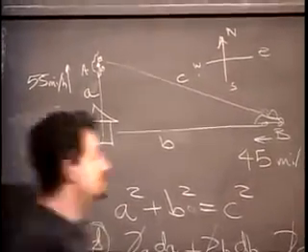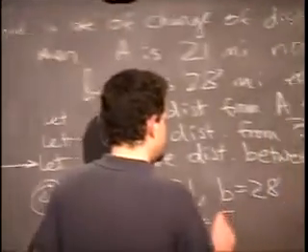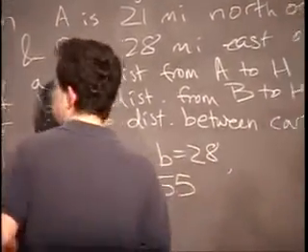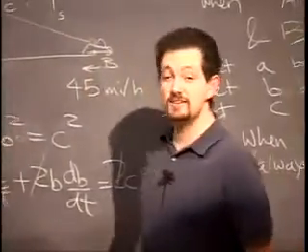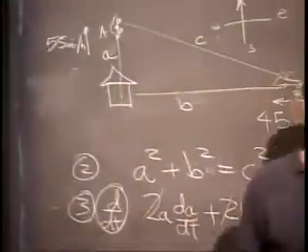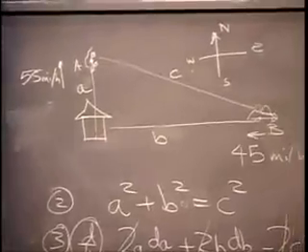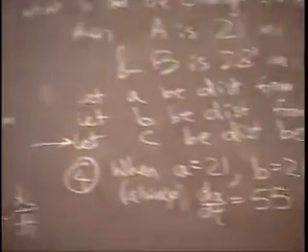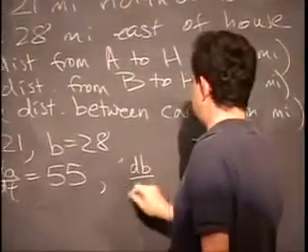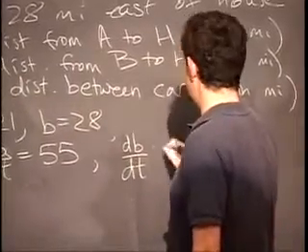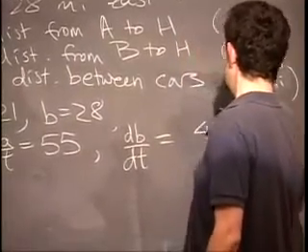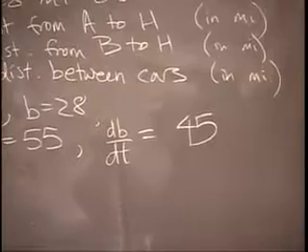So dA/dt is always 55, unless the driver, my mother-in-law, accelerates. But I didn't say that. I just said constant speed. So, in fact, at every time dA/dt is 55. And what is dB/dt? Well, that car is going at 45. So you might think dB/dt is 45.